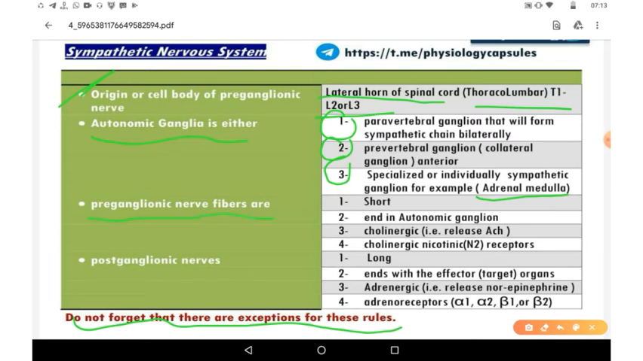Preganglionic nerve fibers are short, end in autonomic ganglia, and are cholinergic, which means they release acetylcholine, and they have cholinergic receptors, nicotinic N2 receptors. The postganglionic nerves are long, end with the effector organ that they target, and are adrenergic fibers, which means they release norepinephrine, with adrenoreceptors, which are alpha 1, alpha 2, beta 1, beta 2, and beta 3.